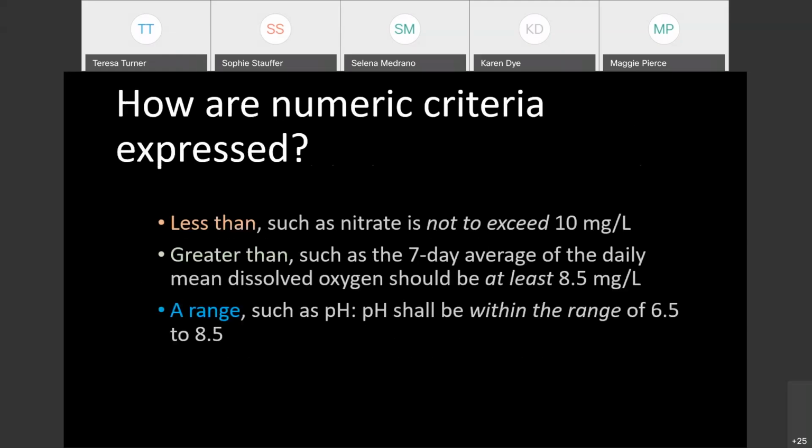So numeric criteria tend to take three general forms. If they're for a parameter that's toxic and causes a problem for the water body use, they'll often be in a less than form, or they'll have some sort of maximum amount associated with them. An example of this is nitrate. If it's for a water quality parameter that's a good thing and you need a certain amount of it in order for the water body to meet its uses, it'll often be in a greater than form or have a minimum associated with it. And then some parameters will be a range. The classic example of this is pH. It has a sweet spot. There's a problem, it becomes a problem at too low or too high of a value.